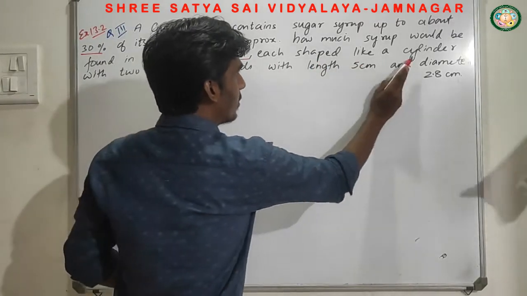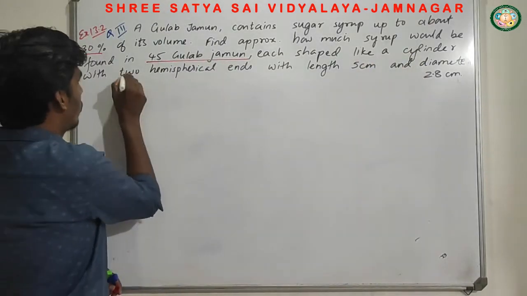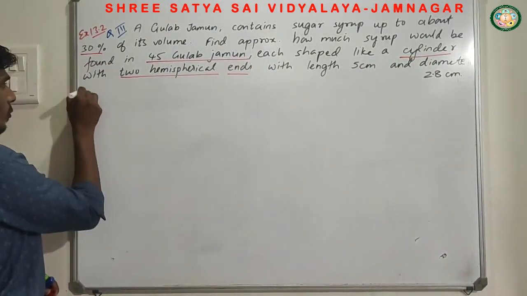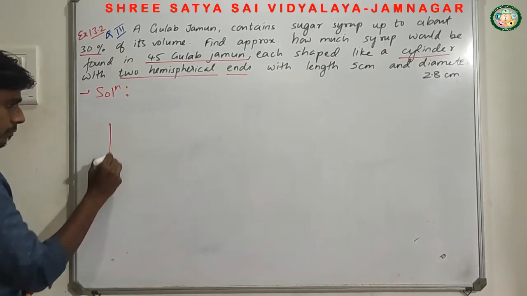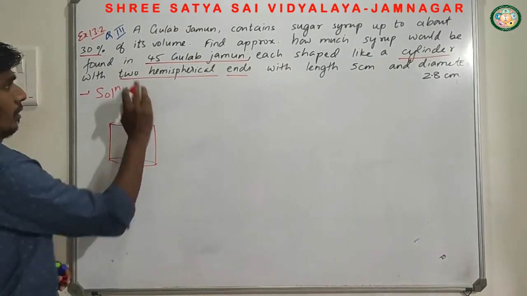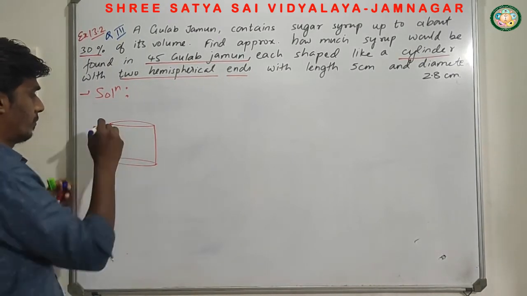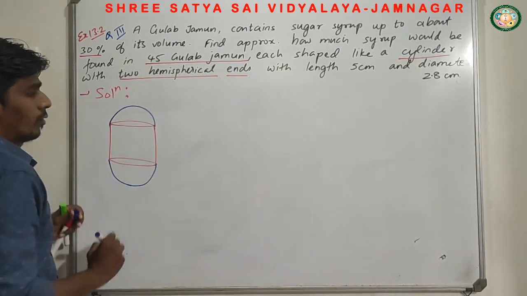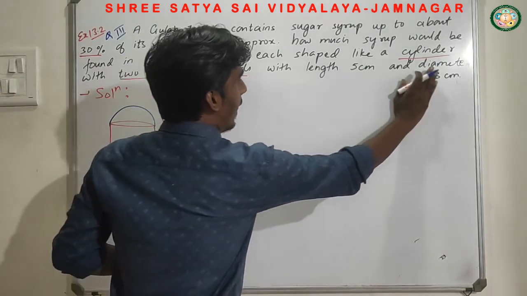Each shaped like a cylinder with two hemispherical ends. So if you draw this for its solution, it will be somewhat like a cylinder with two hemispherical ends, and we can draw somewhat like this. Okay. So two hemispheres at both the ends, with length 5 centimeter and diameter 2.8.